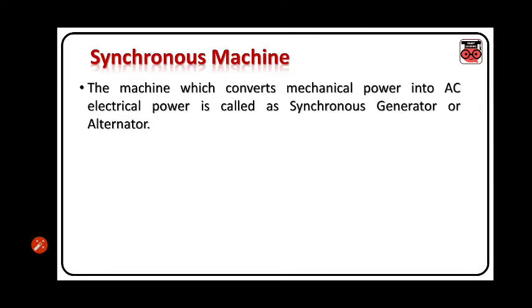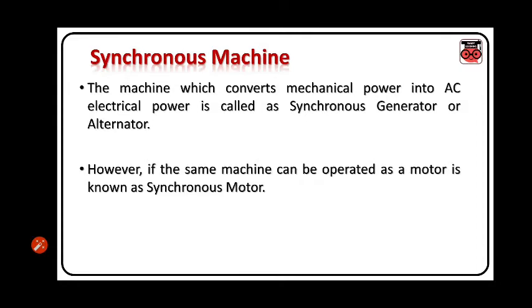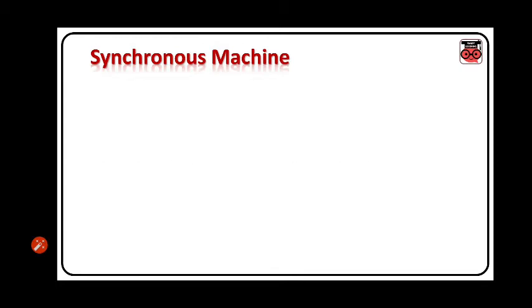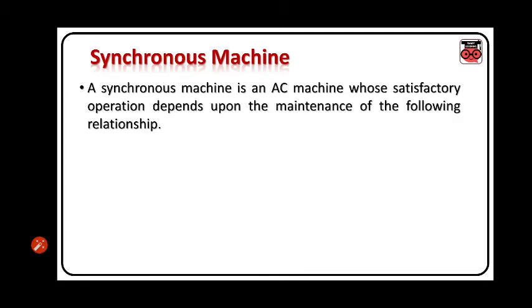The machine which converts mechanical power into AC electrical power is called synchronous generator or alternator. However, if the same machine is operated as a motor, it is known as synchronous motor. A synchronous machine is an AC machine whose satisfactory operation depends upon the maintenance of the following relationship: Ns, that is synchronous speed, equals 120 into f, frequency, upon P, number of poles.